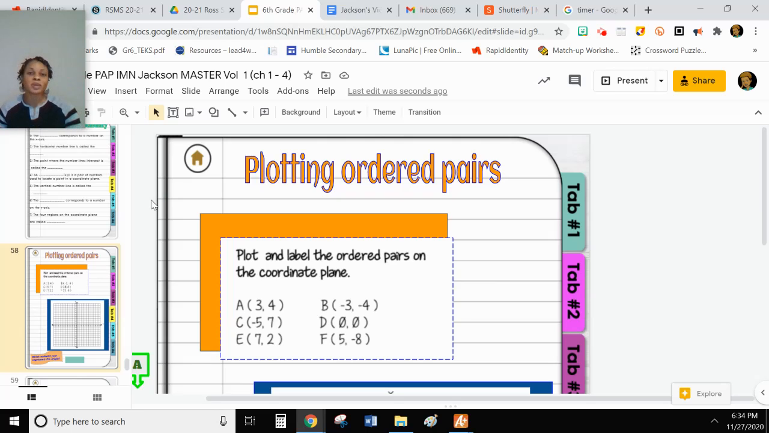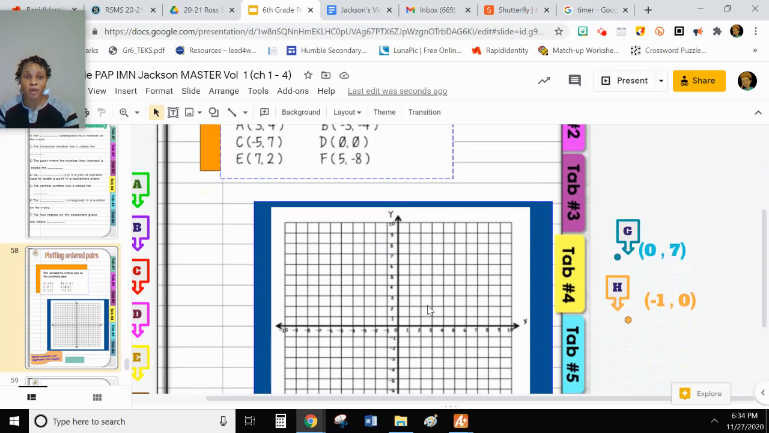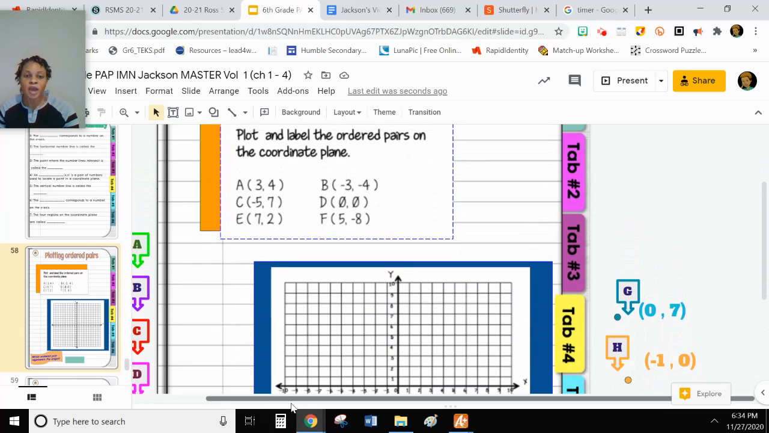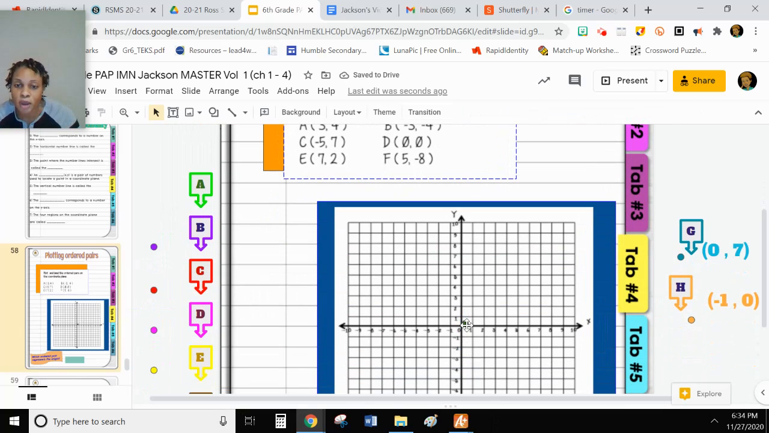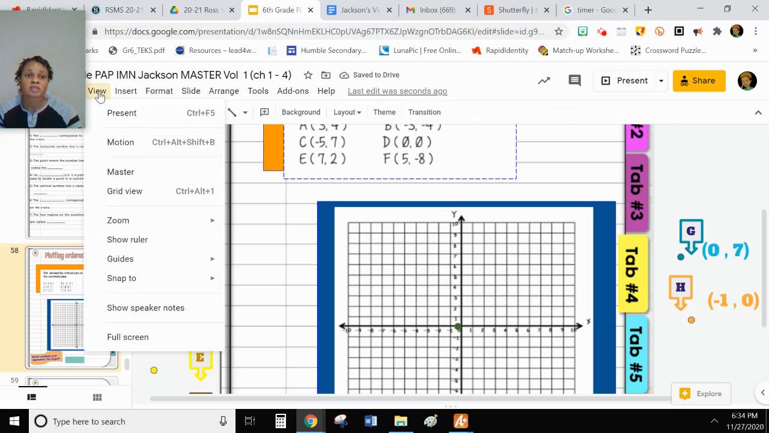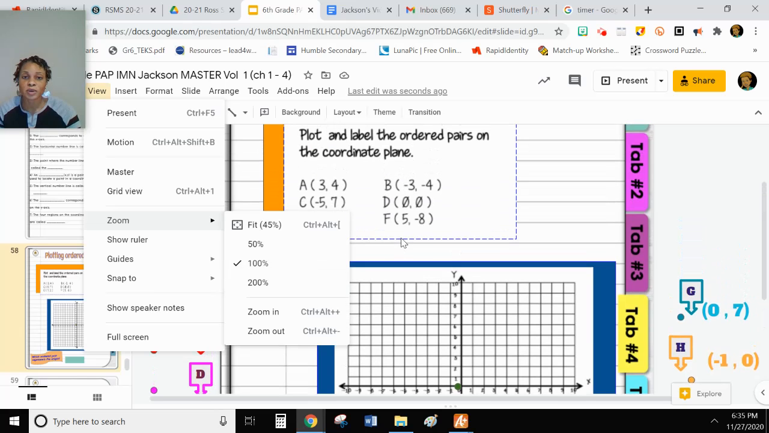Today we're going to plot ordered pairs. The directions say plot and label the ordered pairs on the coordinate plane. So I'm going to teach you how to plot a point on the coordinate plane. Our first point is A, so I'm going to take a green dot. You always start at the origin, okay? That's 0, 0. So that's where I'm going to start.